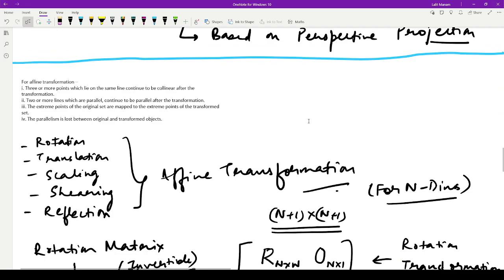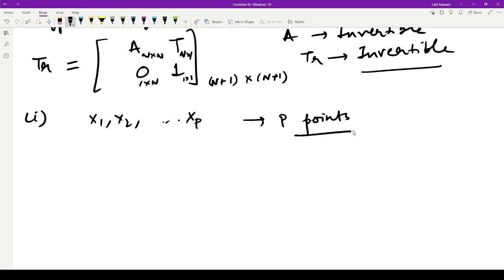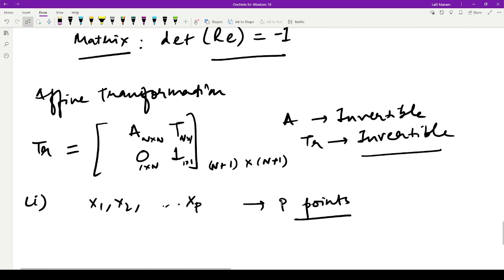Three or more points which lie on the same line continue to be collinear after the transformation. Yes or no? So I have points x and x. No, sir, it would not be collinear. Okay, why do you say that? If you apply shearing, then... We'll see that. Well, it will be collinear. That's the answer. I'll prove why it will be collinear.